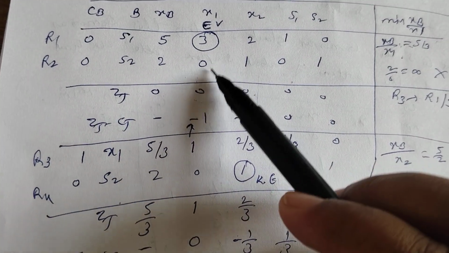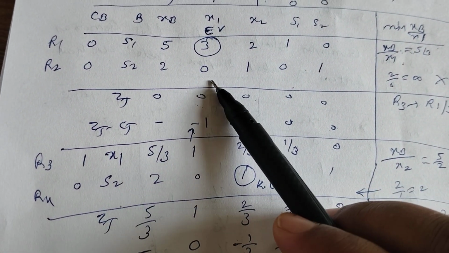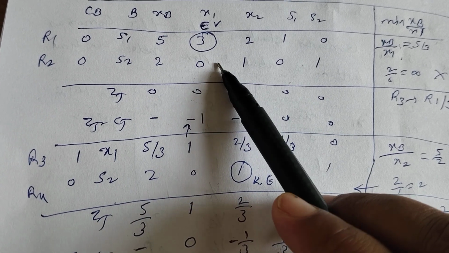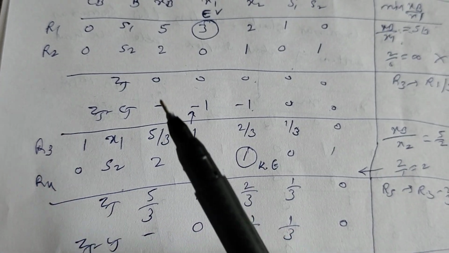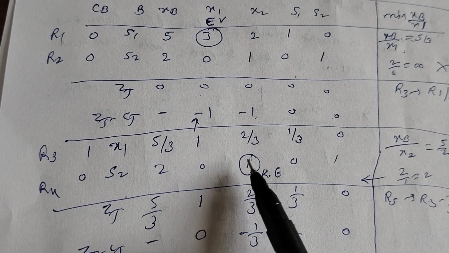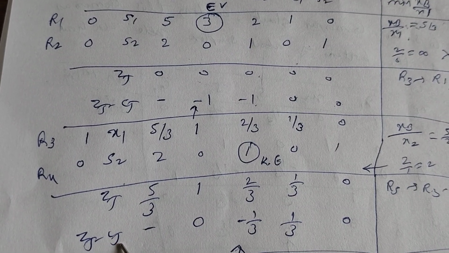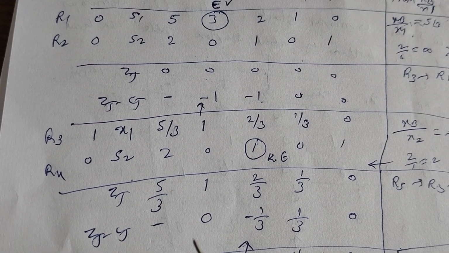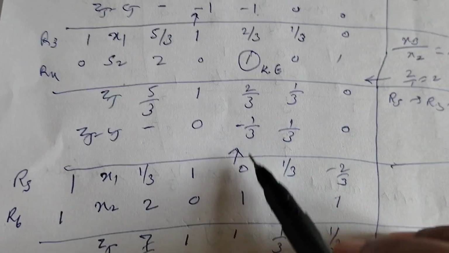Below the key element, the element is already 0. If it is not 0, then again you have to take a transformation and make the element 0. This is the same procedure as in our simplex method, no changes. After filling the values, now go for Zj and Zj minus Cj. Calculate the value of Zj minus Cj, and again identify the least value. Here minus 1 by 3 is the least value.